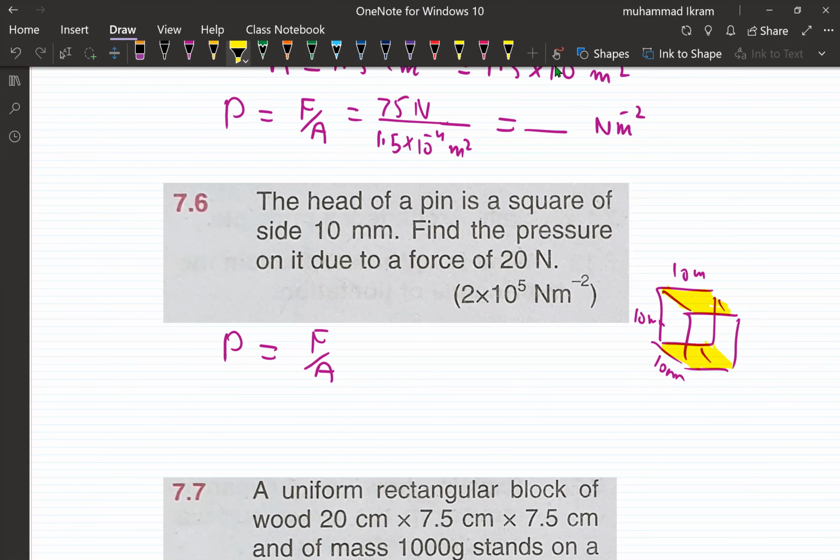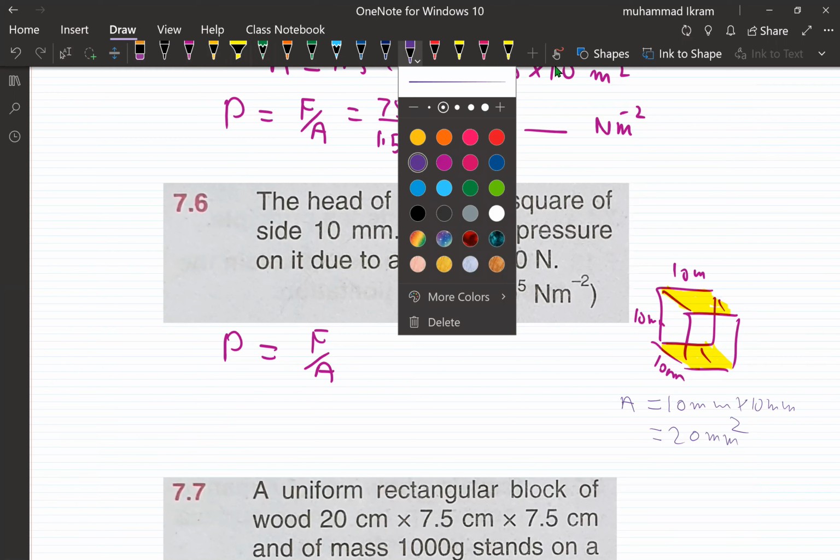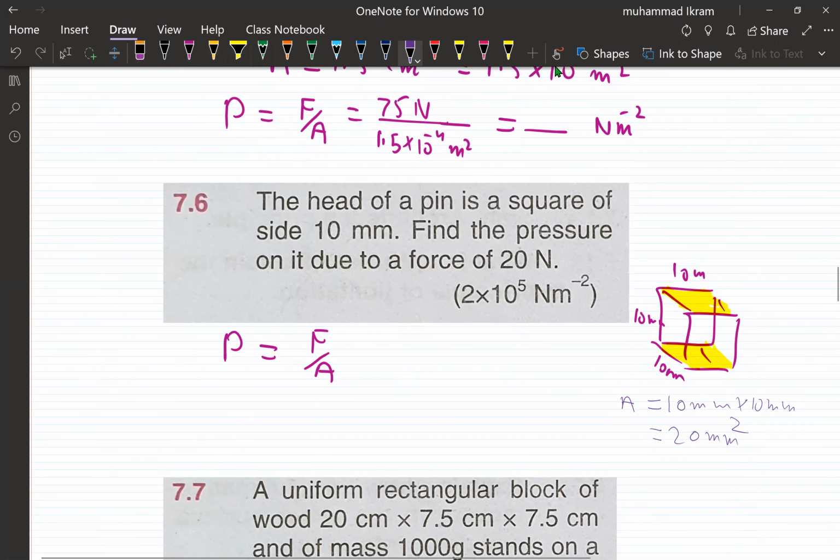So what will be the area? Area will be equal to 10 millimeter cross 10 millimeter, and this will be 100 millimeter square. But you know that the unit consistency checking is important, right? Here, 1 millimeter equals 10 to the power minus 3 meter. So 1 millimeter square will be equal to, take the square of this, 10 to the power minus 6 meters square. So that is the only trick here.